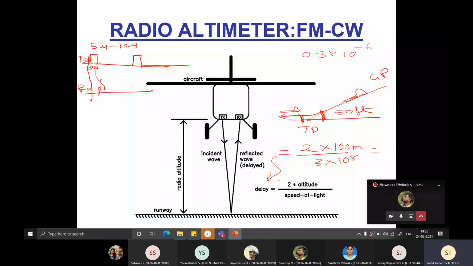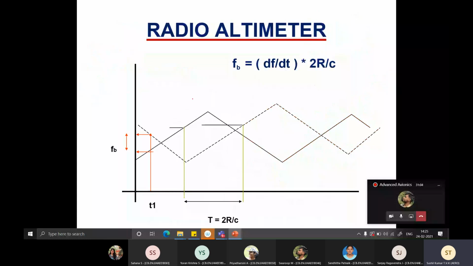So what we do is we use an FM modulated continuous wave radar. The name looks quite complicated, sophisticated, but it's very simple. Generally in radar, if I say 1 gigahertz is the carrier frequency, the frequency is constant. Okay, and then you just pulse modulate it.